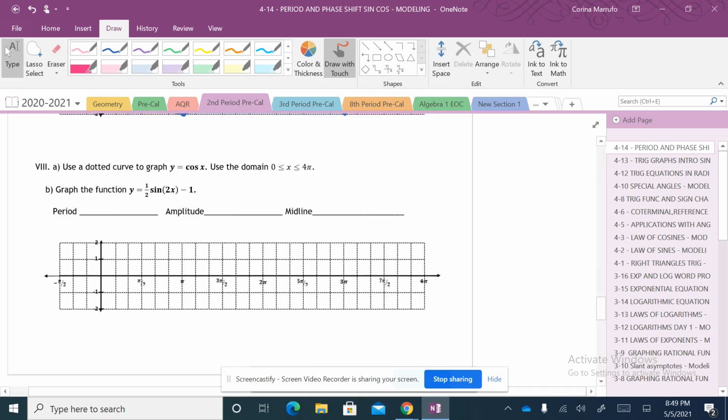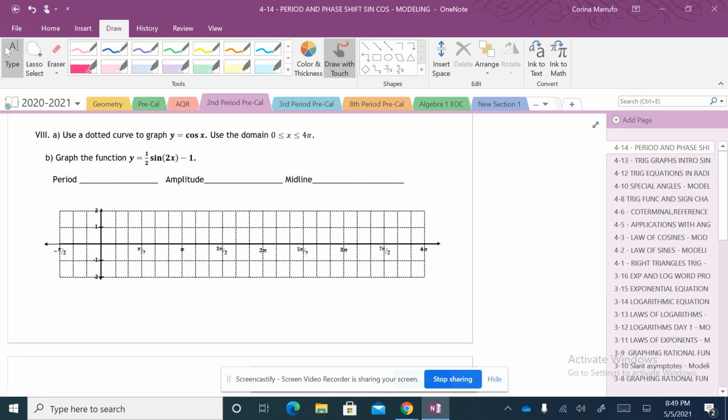All right, this next one says use a dotted curve y equals cosine of x. Well, I think it's supposed to say sine of x. Sorry. Sine of x. Use a domain between 0 and 4 pi. So we're going to graph this function 1/2 sine of 2 times x minus 1. So this is a little bit more complicated, just a little bit.